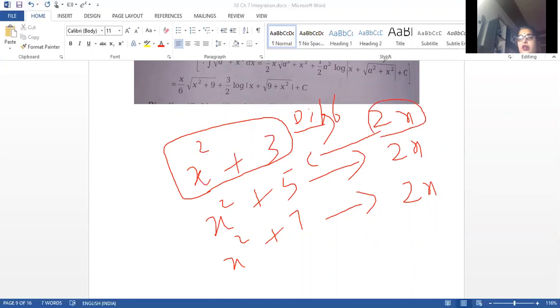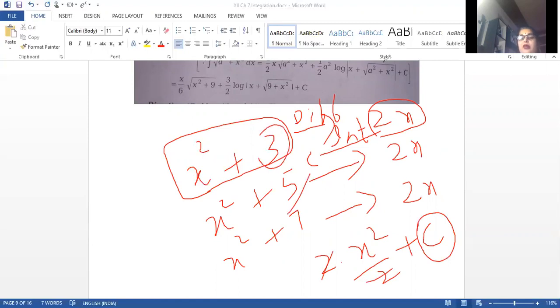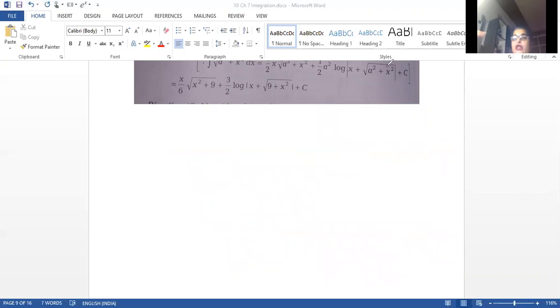So when I integrate this, if I move in the opposite direction, integration of 2x will be equal to what? 2 times x, integration will be x square by 2, plus we used to write c. Why we used to write c? Because we don't know, x square plus 3 will come, or 5 will come, or 7 will come, or 100 will come. But this was an indefinite integral, that's why we used to write c.